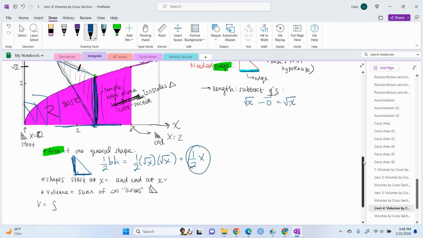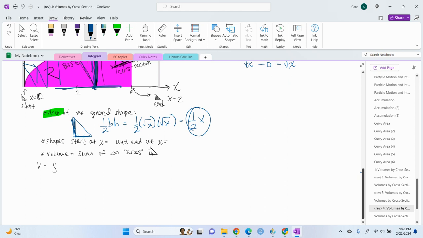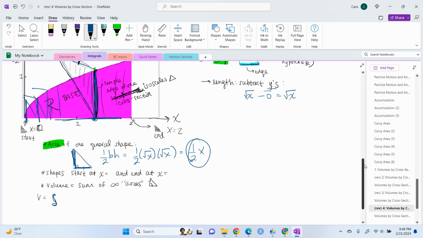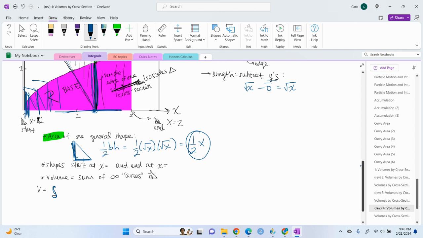How many triangles do we want? We want infinitely many triangles. We're going to add them up. We're going to use an integral to add up infinitely many. And we're chopping vertically. So our triangles start on the left here at x equals 0. Chop, all the way to 2. So start at x equals 0, end at x equals 2.